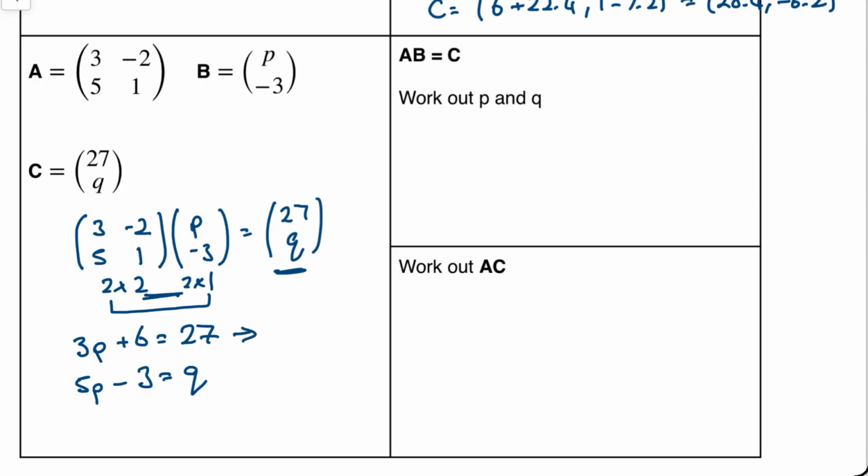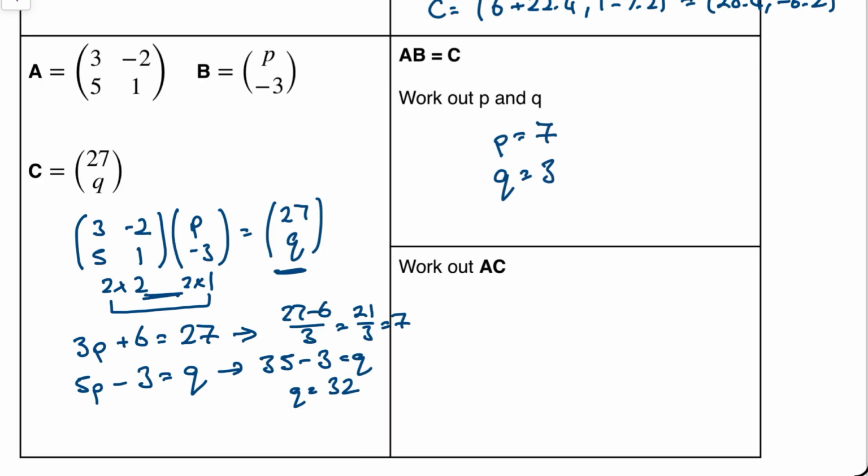Now this first one here tells us that p is 27 minus 6, divided by 3. Well, that's going to be 21 over 3, which is 7. And therefore, if I use this one here, well, 5 times 7 is 35. So 35 minus 3 is equal to q, which means that q is equal to 32. So let's write the answers up here. Therefore, p is equal to 7, and q is equal to 32. It's a fairly difficult question, that one, but again, just using a bit of matrix maths.